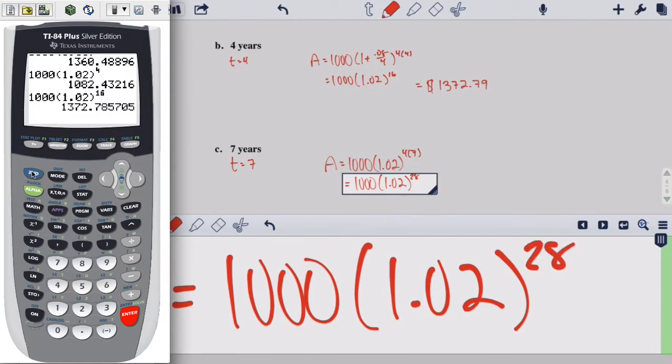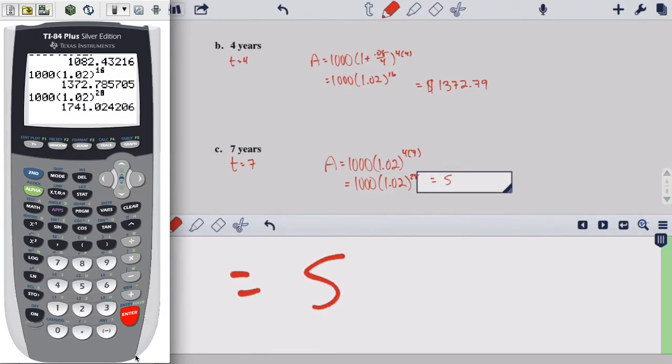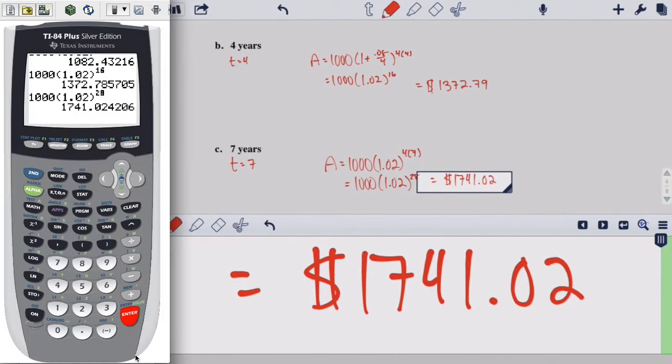So again, I'm going to do second enter. Bring up the last thing, change the exponent to 28. Alright, and so I get that to be equal to $1,741.02.